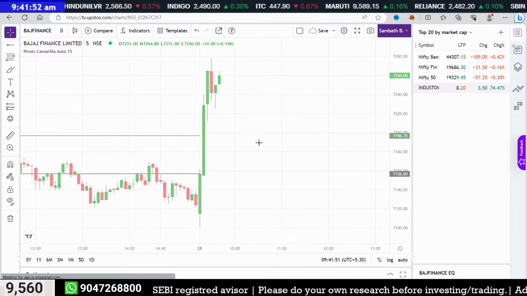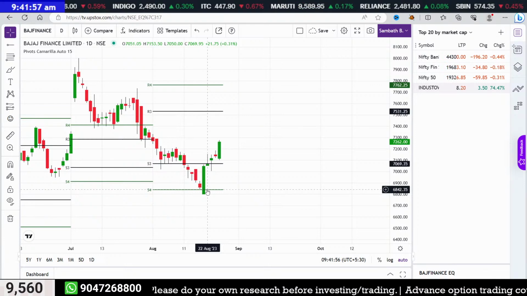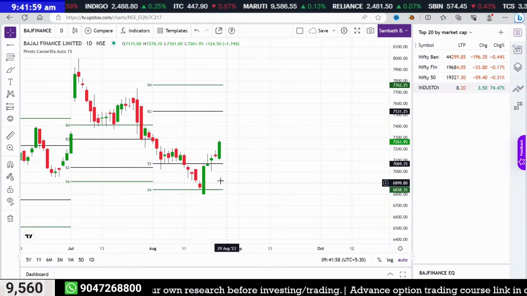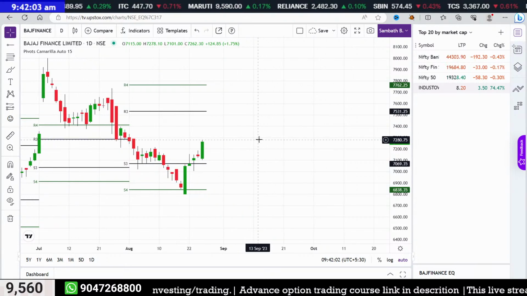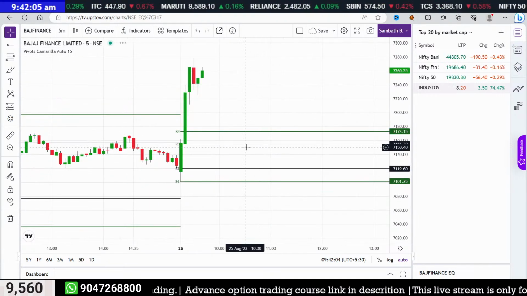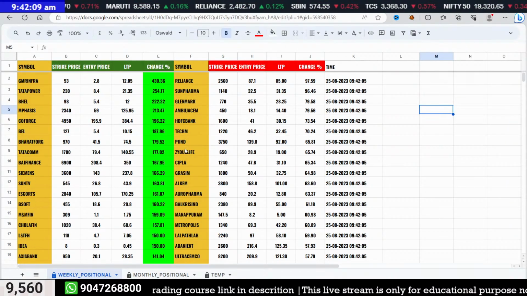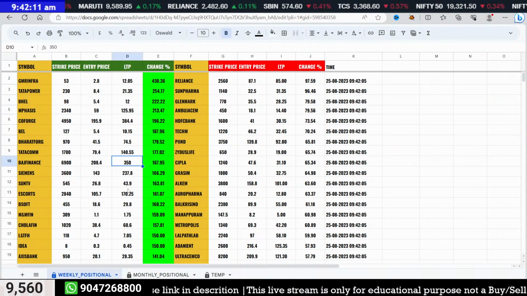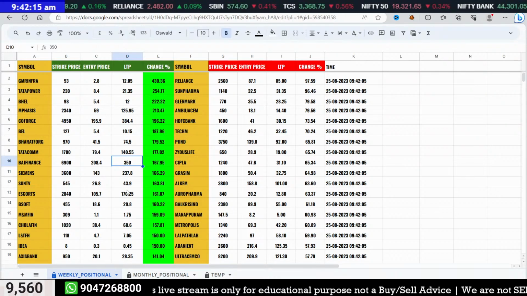I think it is a gap up. And it took support from that R3 on monthly. Now it is trading nearby. Today is the big move, almost 1.5%. So already moved higher. So let me check with our Google sheet. I think it already gave you entry in Bajaj Finance weekly position around 208.